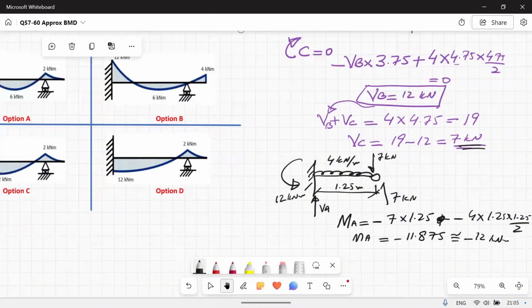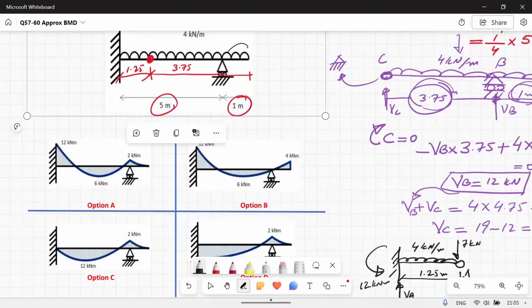Once I've got the loading, this overhang portion will create a moment of 4 times 1 times half of 1, which will create 2 kilonewton meter, and here I will have 12 kilonewton meter anti-clockwise, which will generate hogging moment.